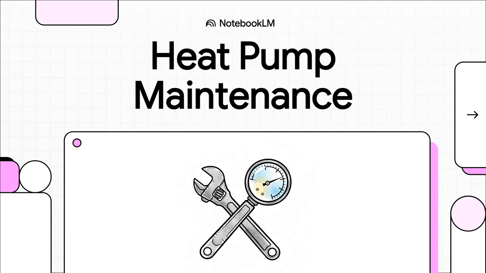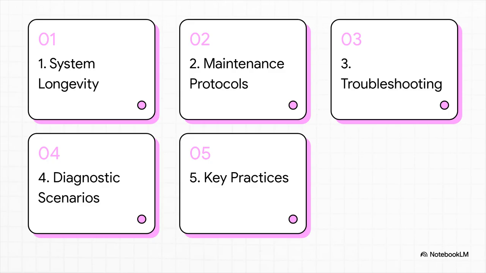This technical briefing examines the maintenance requirements, common faults, and long-term monitoring strategies for heat pump systems in retrofit applications. The primary objective is to ensure that performance achieved during commissioning is sustained throughout the system's operational lifecycle. The content is organized into 5 sections.